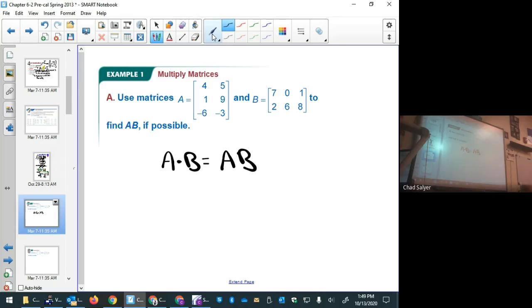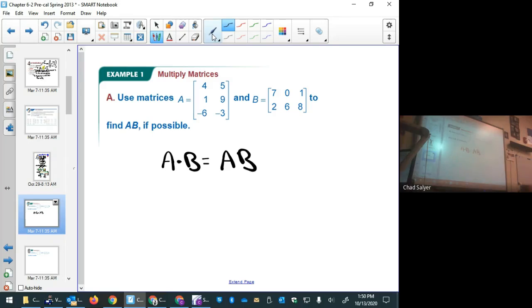So first one, 4 times 7 plus 5 times 2. So this row times this one. And the next one is going to be the first row again times the second. 4 times 5 times 6. Third row, see if you can carry on from there to the second and third row.